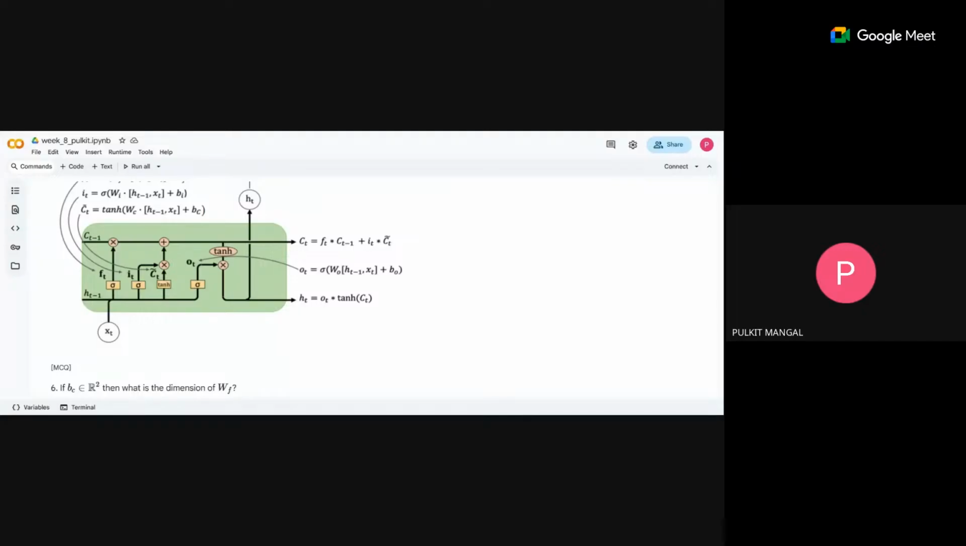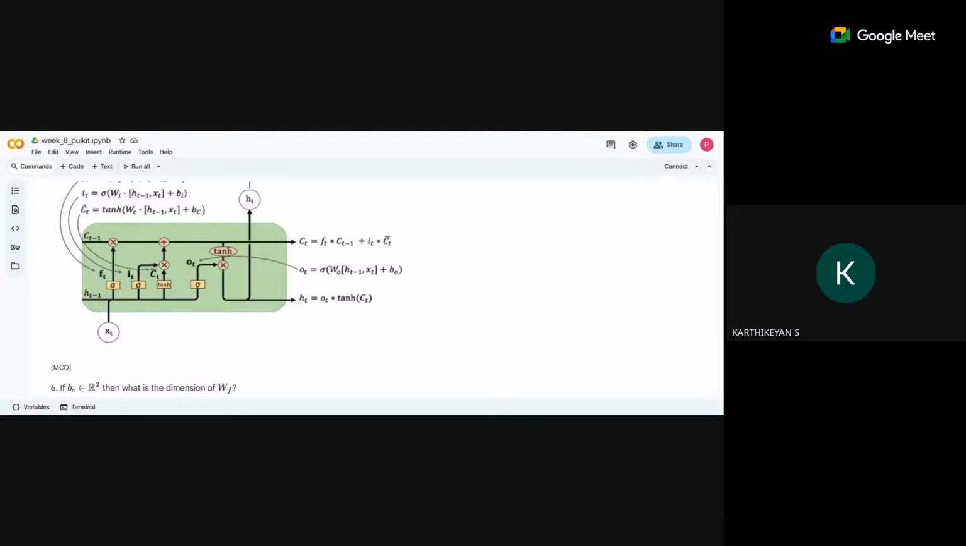Now here we have multiple paths. For the HT we have one path through CT minus 1, and one path through this also. So we have created this extra path here. In this way, we will be having multiple paths for the gradients to flow back, so that the vanishing gradient problem will not be able to come up there.